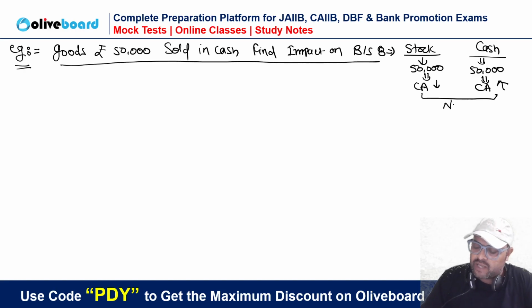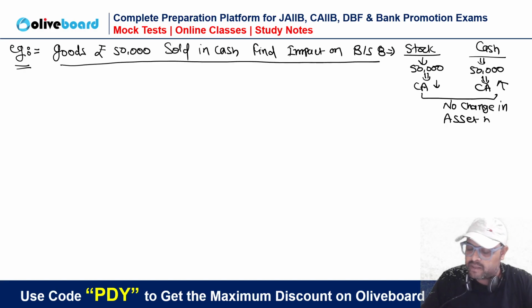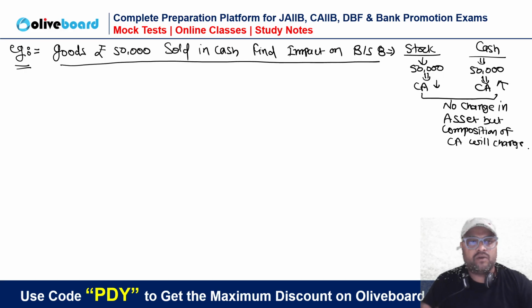So the answer will be no change in asset. But remember, the composition of current asset will change. Earlier, value of stock was higher. Now value of stock will look reduced, but the value of cash at the same time will look increased.